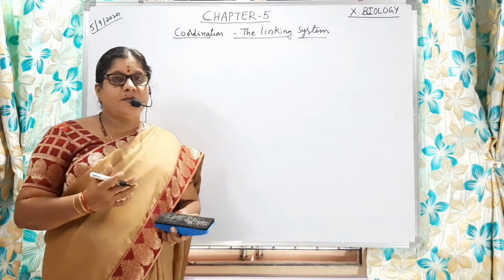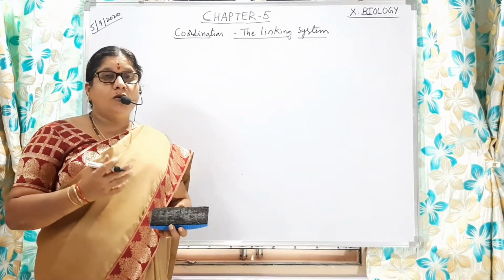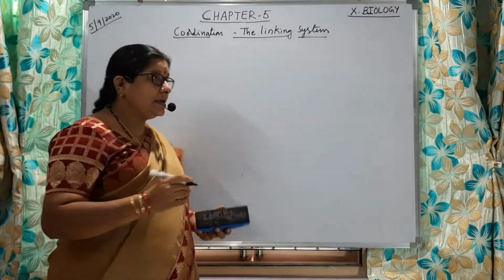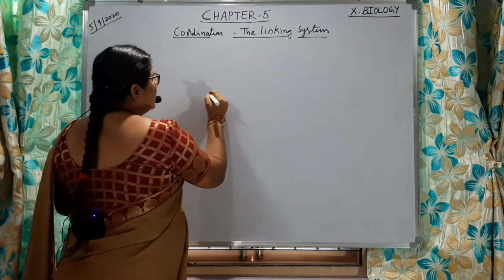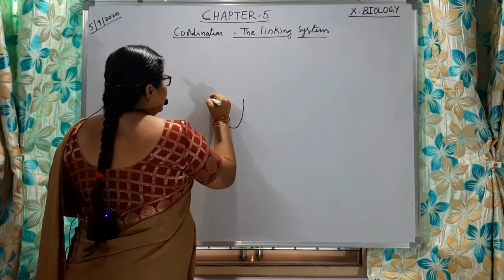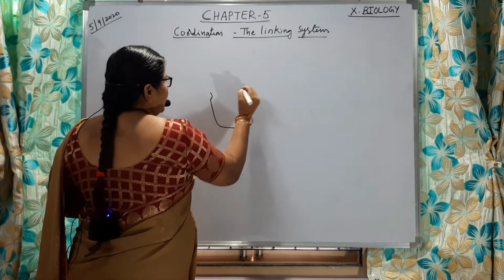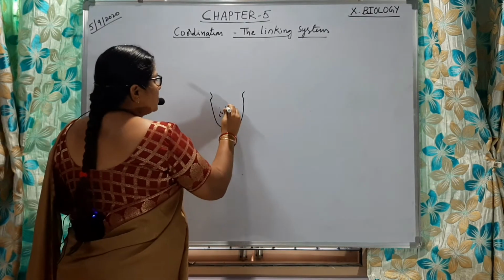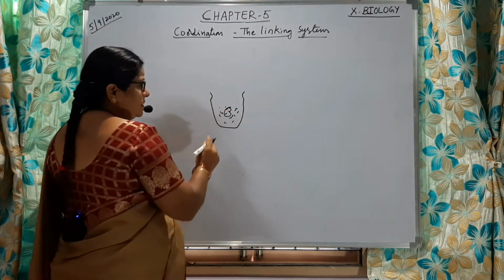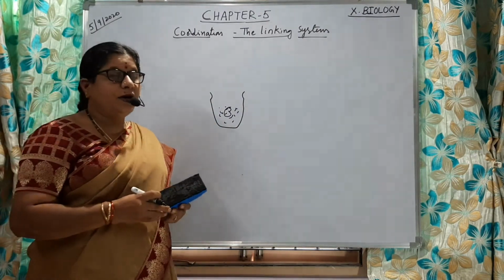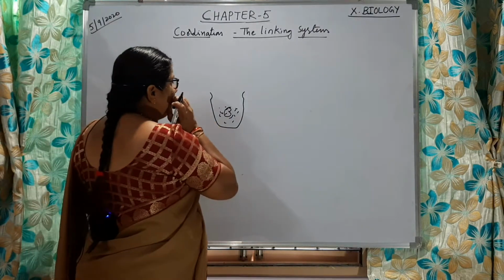Children, now let us do some activities. How is chemical coordination going to happen in a plant cell? First, we have to take a glass jar and fill it with soil, and we have to sow the bean seed. Water it and keep it for 3 to 4 days so that we can observe the germination of the seed.